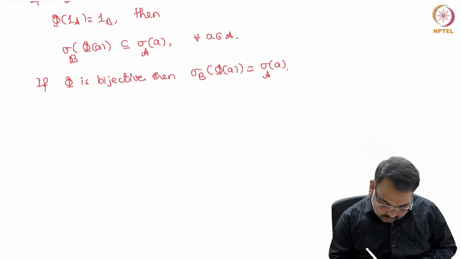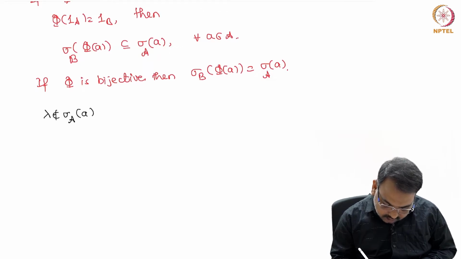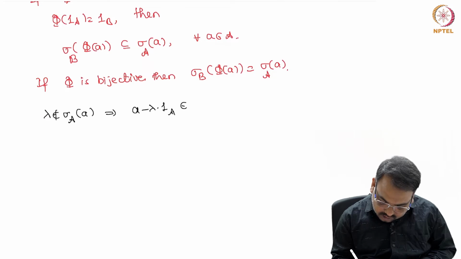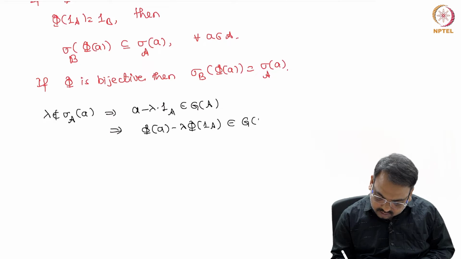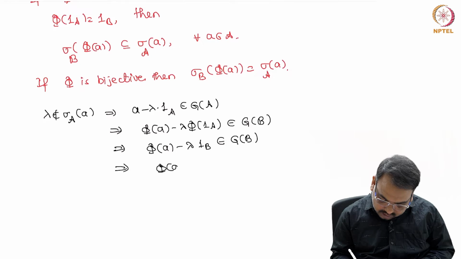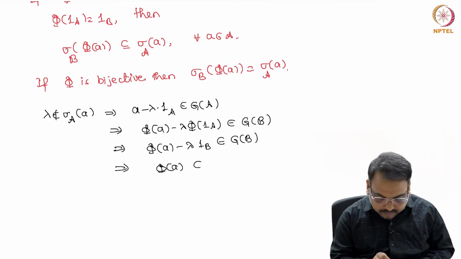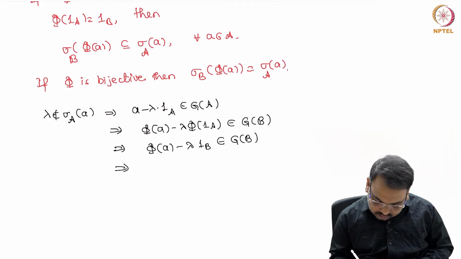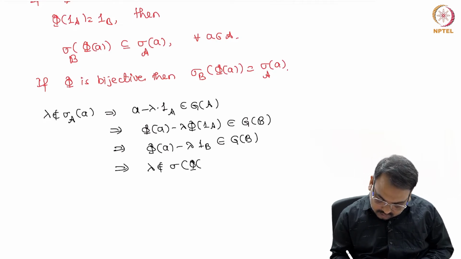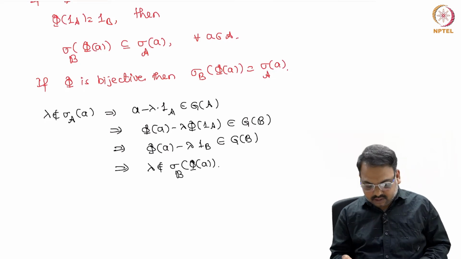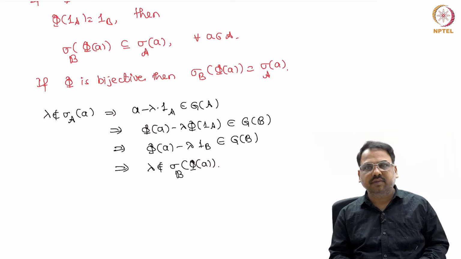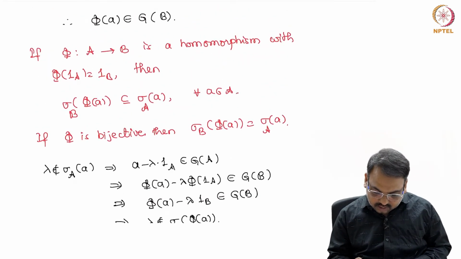So if lambda is not in the spectrum of a, this implies a minus lambda 1A is in G of A. This implies phi of a minus lambda phi of 1A is in G of B. That means phi of a minus lambda 1B is in G of B. So lambda is not in the spectrum of phi of a, with respect to the algebra B. Now if phi is bijective, then phi inverse is also a homomorphism, so the other inequality is true. From that we can conclude that equality holds.